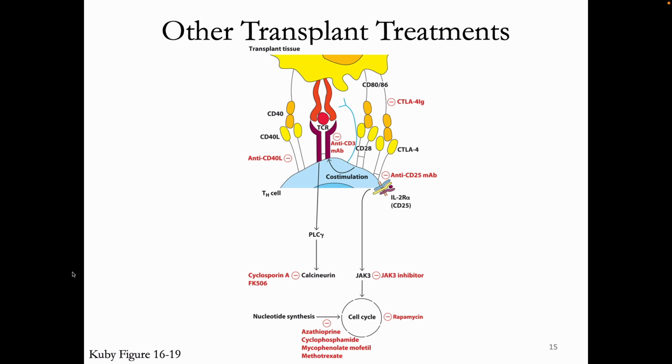Molecules like CTLA4 Ig are only some of those used here. There are also molecules that can block CD40, molecules that can block CD3, molecules that can block CD25, which is the alpha chain of the IL-2 receptor, molecules that can block JAK3, molecules that can block cell cycle so that the rapidly dividing activated T cell is turned off. And so there are a lot of places where we can get to these sorts of blocks.